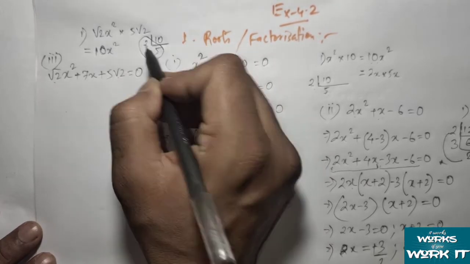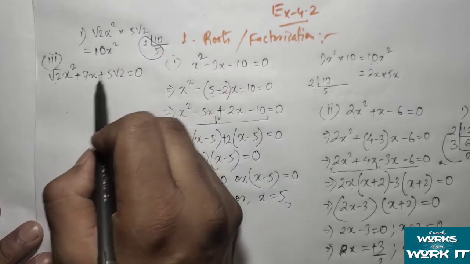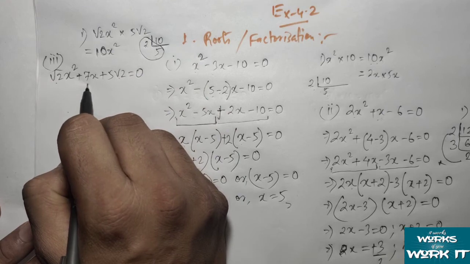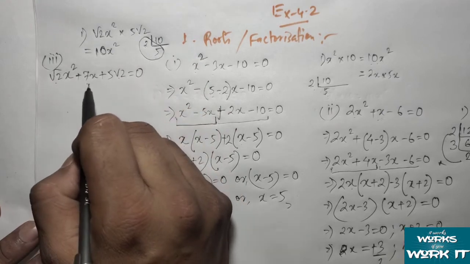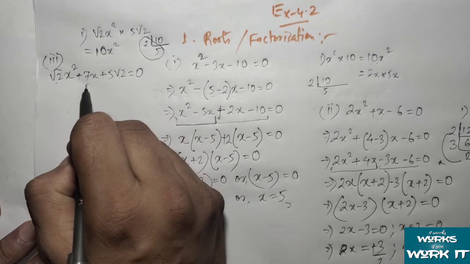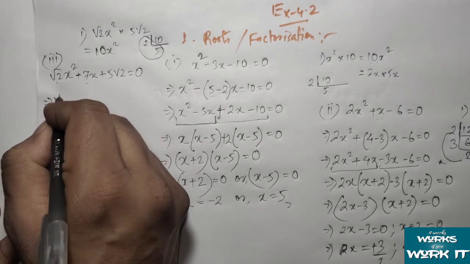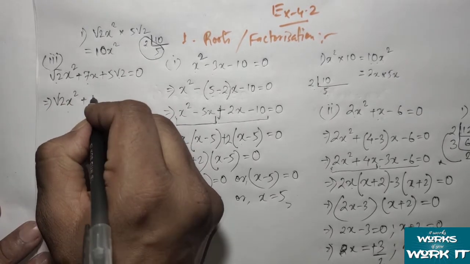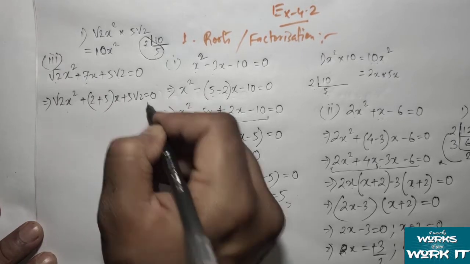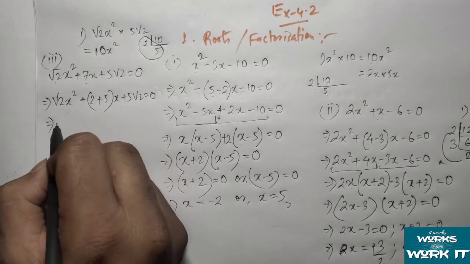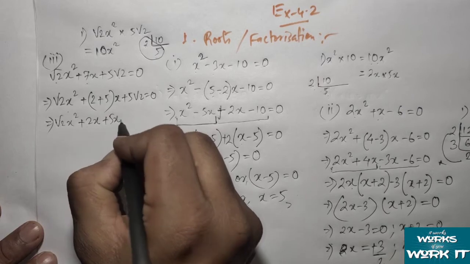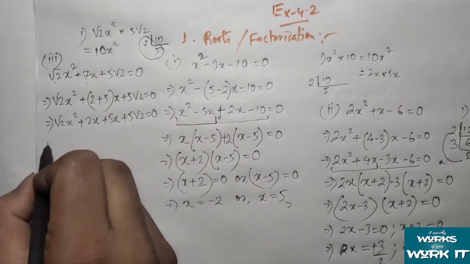So we are getting two numbers directly. And we have to see whether after adding 2 and 5, 7 is coming or not. We can subtract also, but here the necessity is for addition, because after adding 2 plus 5 we are getting 7. So root 2x square plus 2x plus 5x plus 5 root 2 equal to 0.